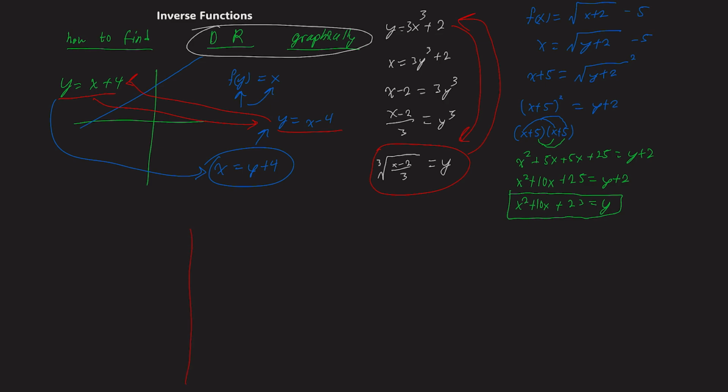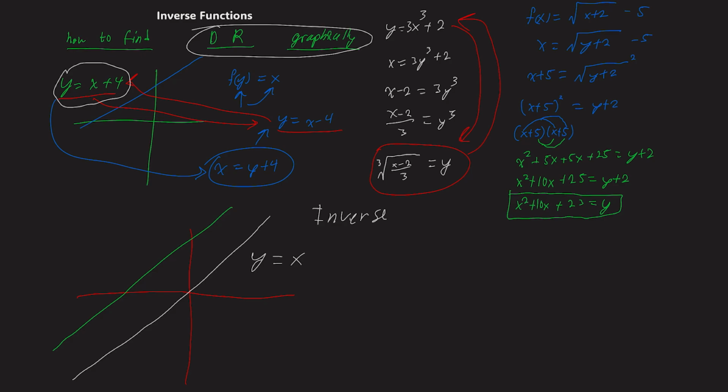Okay, let me draw my coordinate plane yet again. And what's important to note here is that whenever I take an inverse, I'm going to take my function and reflect it over the line y equals x. This in white is the line y equals x, okay? So for example, let's proceed with the original equation we started with. Y equals x plus 4 looks a little something like this. Okay, and it extends to infinity with our arrows.